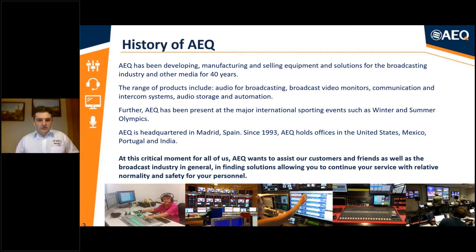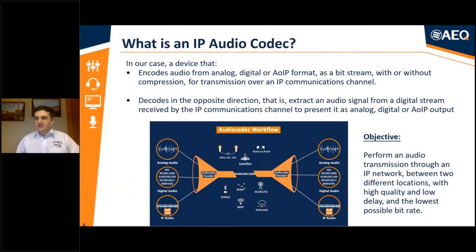Without any more delay, we move into the first piece of information, which is what is an IP audio codec. An IP audio codec is the evolution of the old digital audio codecs that were working on ISDN lines. AEQ started developing audio codecs before the ISDN lines, even on V.35, X.21. This is an old transmission method that probably some people can recall from the very old days of digital audio. And AEQ started in the 90s, the last century, with digital audio encoding in the old-fashioned MPEG Layer 2 codecs.